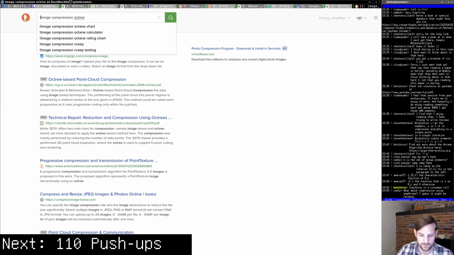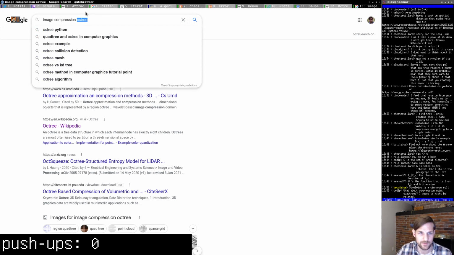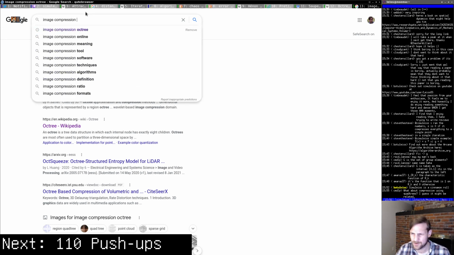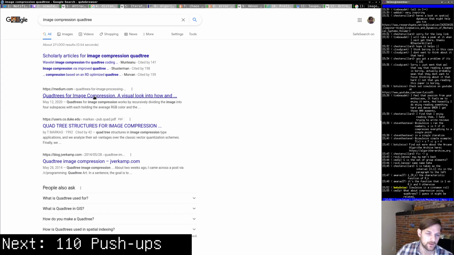Let's get back over here. Octree approximation to compression methods. Oct squeeze. Let's do quad tree instead. Because maybe you're right. Maybe they do use quad tree. I would just find it surprising to use a quad tree when you have an RGB or HSV color space, which is inherently 3D. Quad tree. Quad trees for image compression.